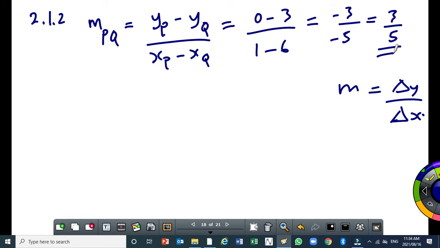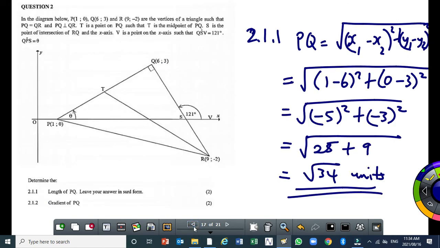Now, you can also look at the straight line itself. It is slanting to the right. Therefore, the gradient is positive. If a straight line is slanting to the left, its gradient will be negative. Slanting to the right, its gradient will be positive. So you can see that then. Let's move on to the next question.